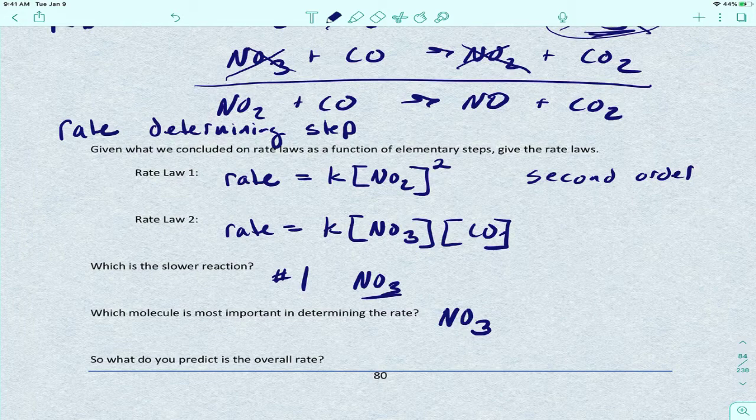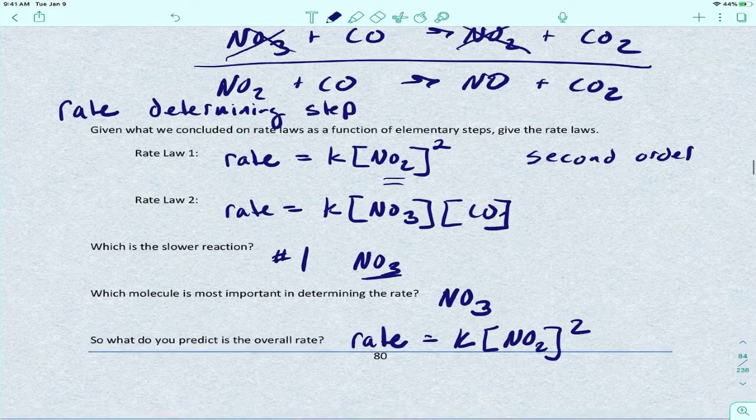So what do you predict is going to be the overall rate of the reaction? Everything is going to be hinging on the concentration of NO2. The rate of the overall reaction is really dependent on the concentration of NO2. So in this case, if we try to predict the overall reaction, we could say, with a pretty good overview, that the rate would be equal to the rate constant K times the concentration of NO2 squared, because step 1 is our rate determining step.